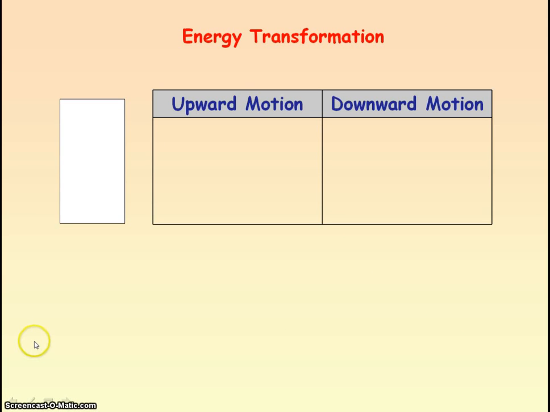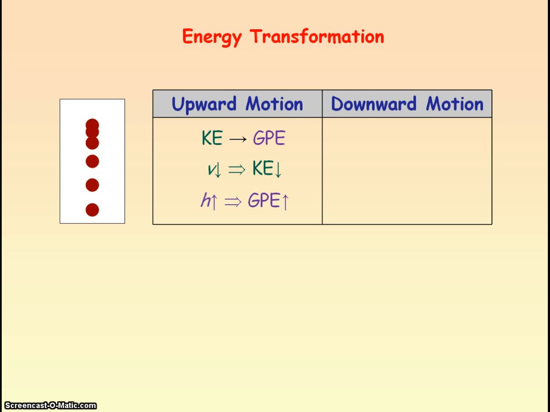We're now going to look at an energy transformation between gravitational potential energy and kinetic energy. Here we have a ball that is projected upwards. So the energy transformation is from kinetic energy to gravitational potential energy. That is because the ball is moving upwards, it's decelerating, it's losing velocity, and so it's losing kinetic energy. But as the ball is moving upward, it's gaining height. If it's gaining height, it's gaining gravitational potential energy. So KE is converting to GPE.